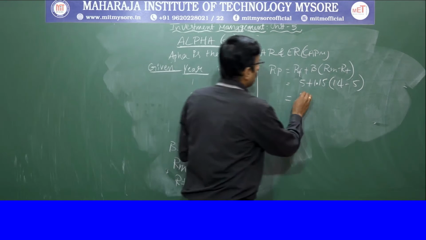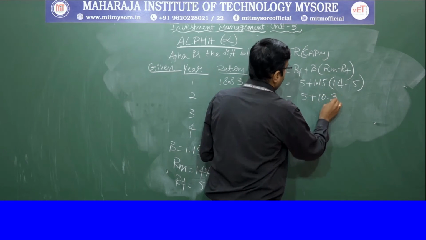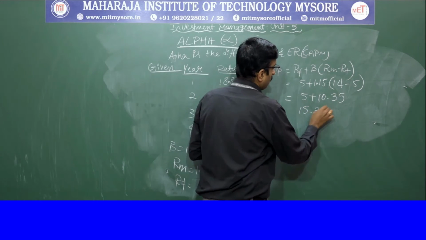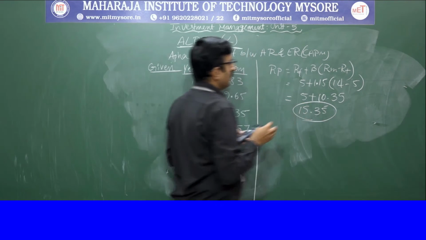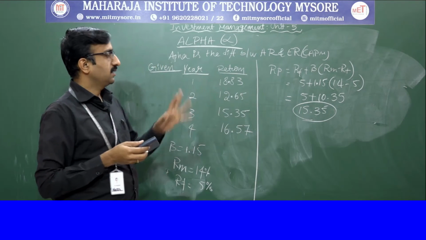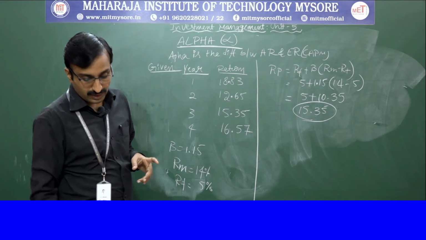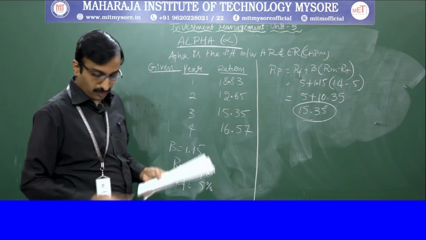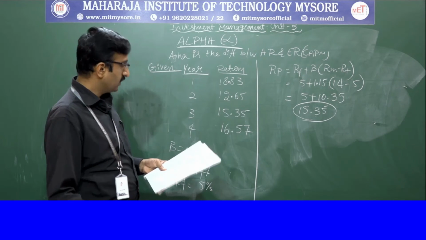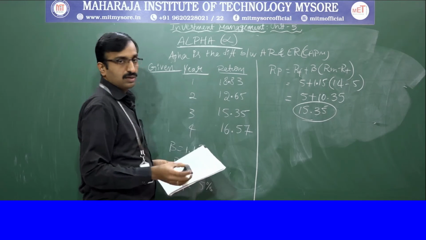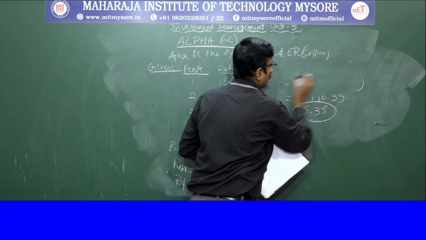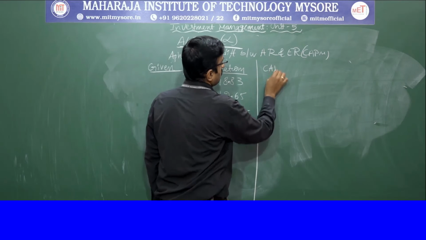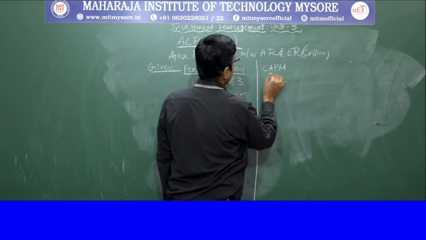So, you will get 5 plus 10.35. Okay. So, total is 15.35. This is called RP, that is the CAPM return. Okay. So, then we have to apply the calculation. So, 15.35 you take it for all. Take 15.35 as the CAPM return.